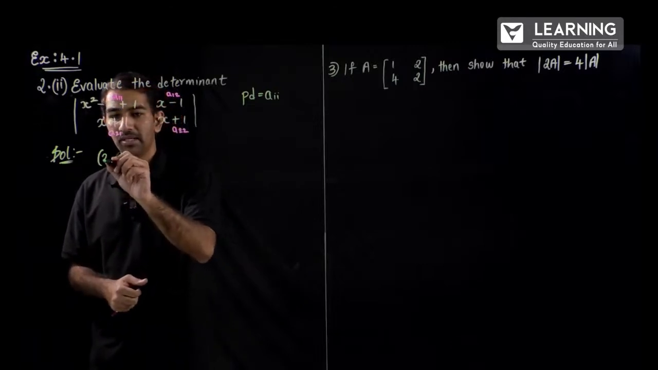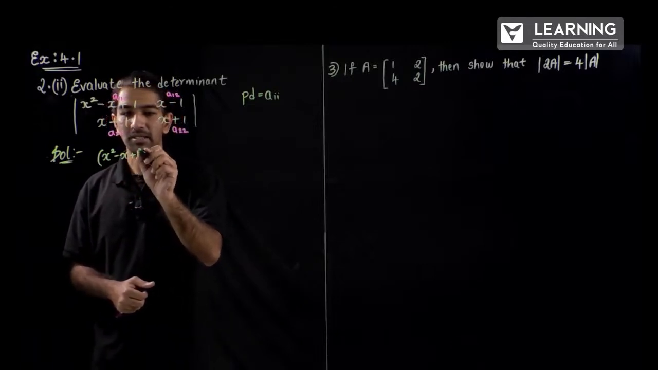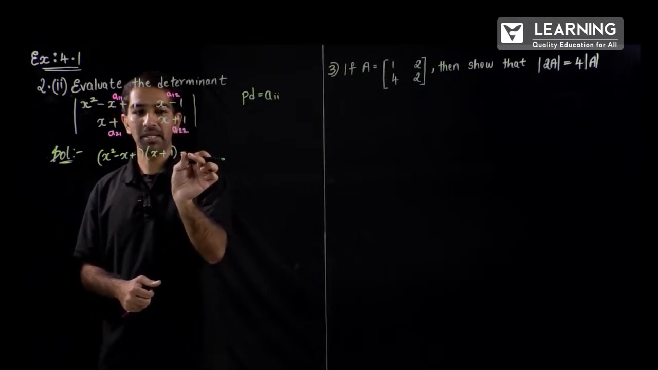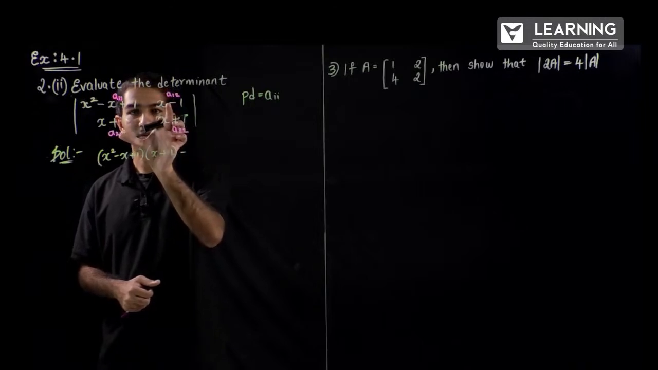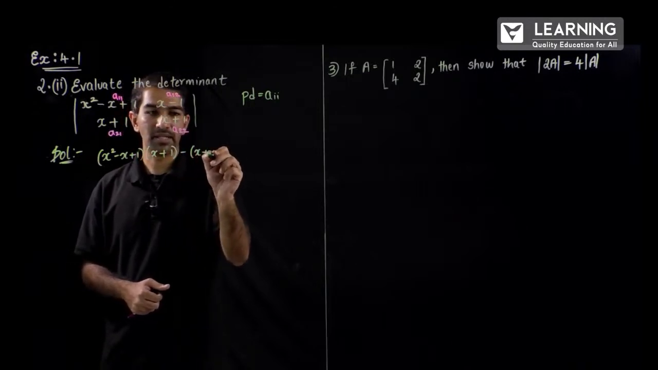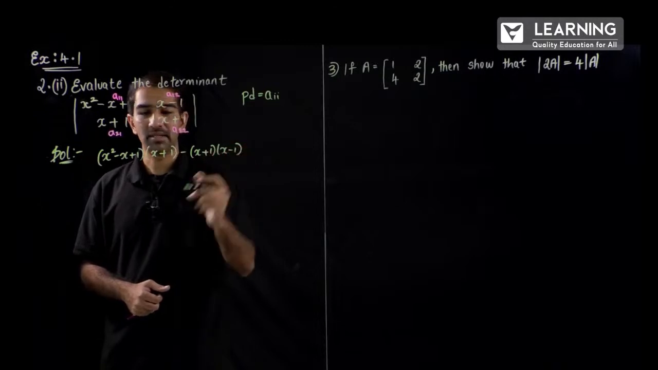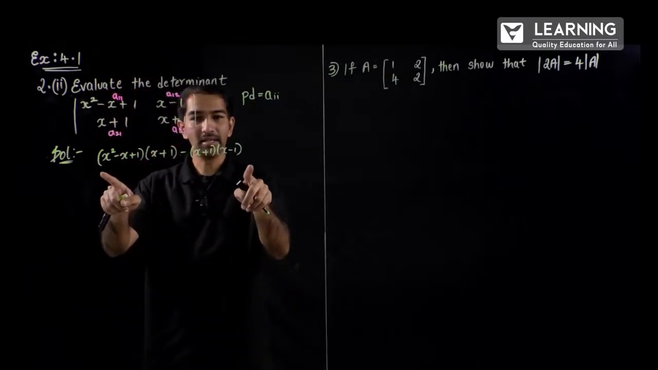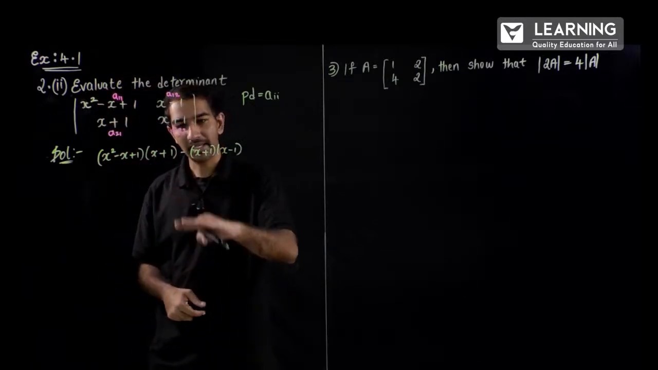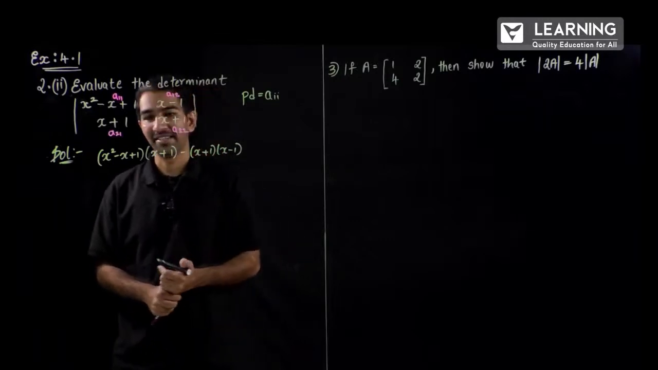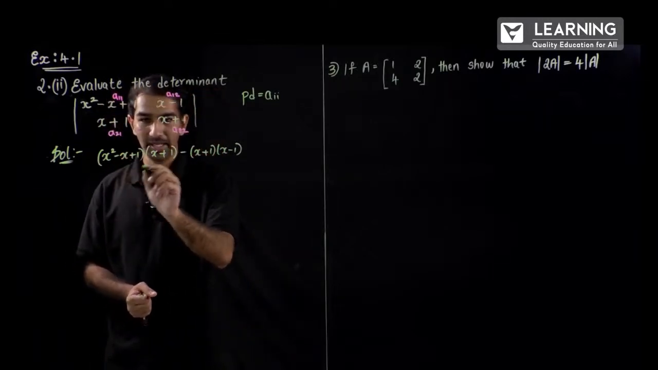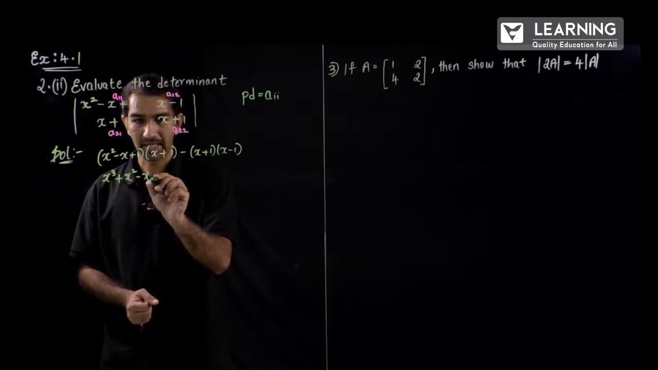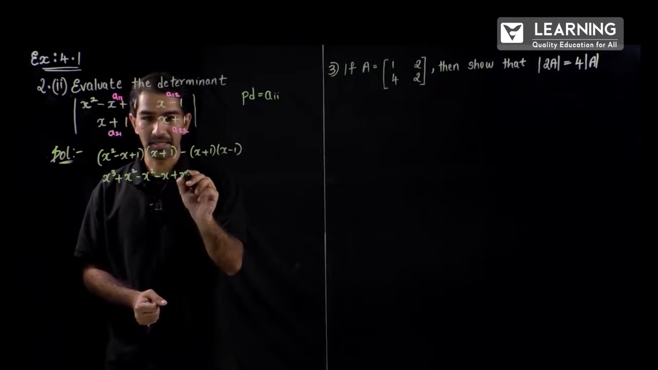So that would be (x square minus x plus 1) into (x plus 1), minus, the default symbol between the products, followed by this product, that is nothing but (x plus 1) into (x minus 1). This is the only step where we are using determinants. Once you write this step without any mistake, the next steps are nothing but simplification. Now just simplify this. x square into x would be x cube plus x square minus x square minus x plus 1.